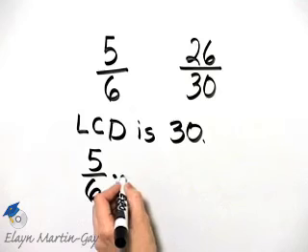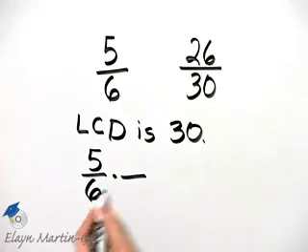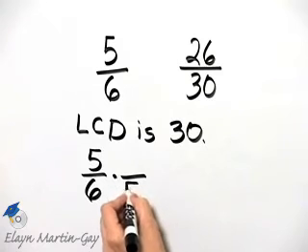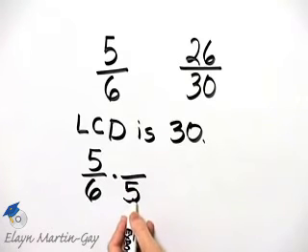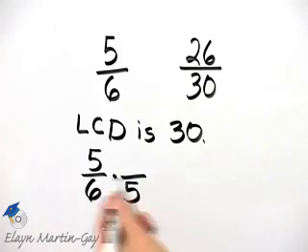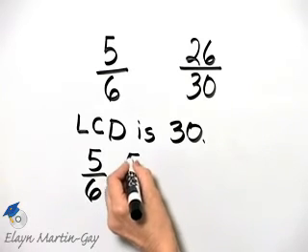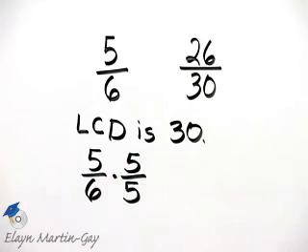And I ask myself, what do I multiply the denominator of 6 by in order to have a denominator of 30? Notice if I multiply 6 by 5, 6 times 5 is 30, so I have a denominator of 30, which is what I want. If I multiply the denominator by 5, I must also multiply by 5 in the numerator.